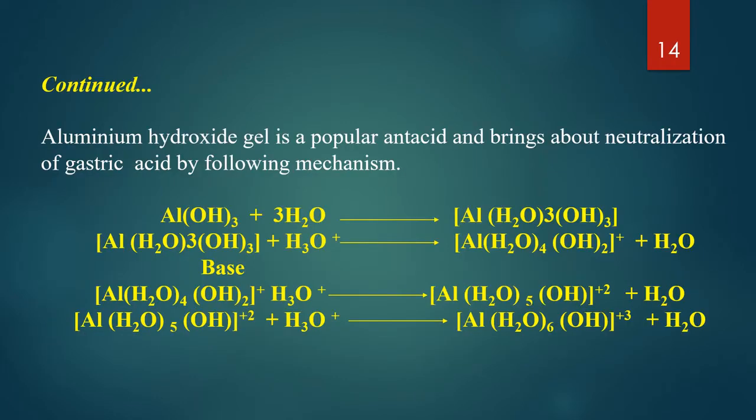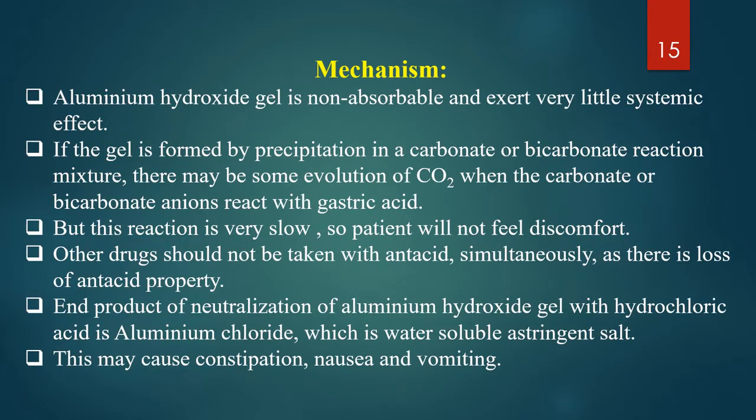Aluminum hydroxide gel is a popular antacid and brings about neutralization of gastric acid by the following mechanism. Aluminum hydroxide gel is non-absorbable and exerts very little systemic effect. If the gel is formed by precipitation in a carbonate or bicarbonate reaction mixture, there may be some evolution of CO2 when the carbonate or bicarbonate anions react with gastric acid. But this reaction is very slow, so the patient will not feel discomfort.